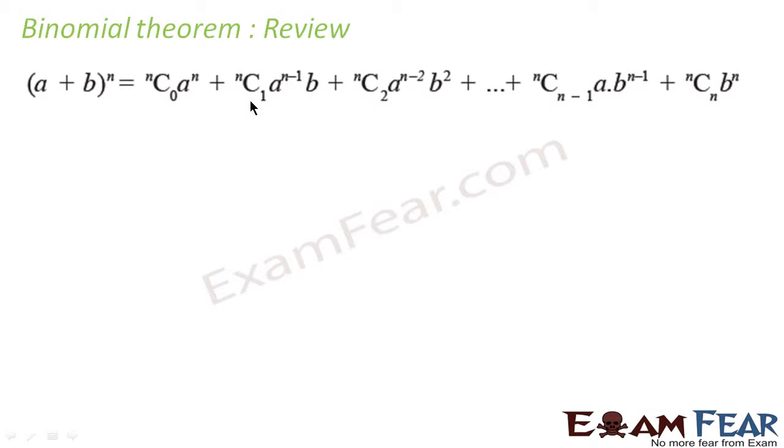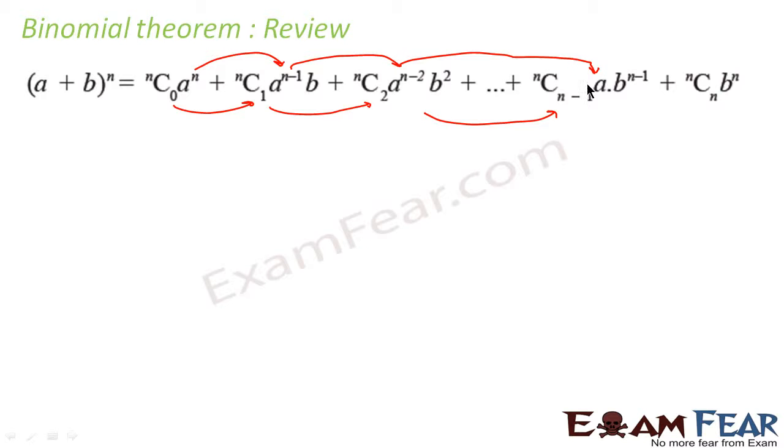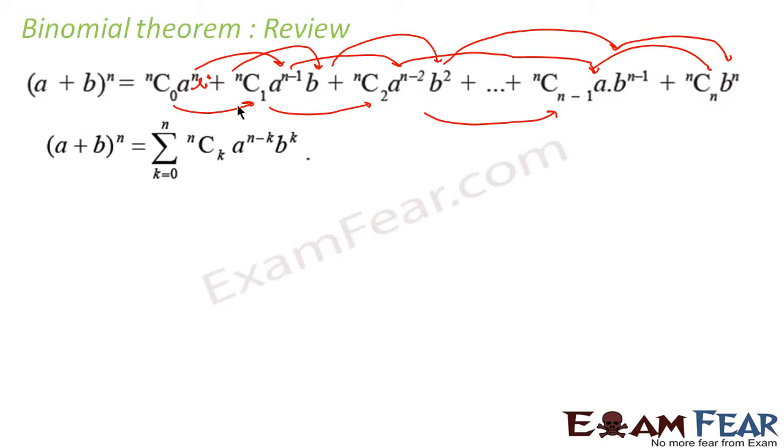Let's review the binomial theorem formula once again. a plus b to the power n is equal to nc0 a to the power n, plus nc1, then nc2. You keep increasing, up to ncn. Similarly for a, you keep decreasing the power: n minus 1, n minus 2, n minus 3, n minus 4, down to n minus n, which is equal to 1, and a is gone. Similarly for b, this is b to the power 0, this becomes b to the power 1, this becomes b square. You keep increasing, this becomes b to the power n minus 1, and this becomes b to the power n. So this is the formula.